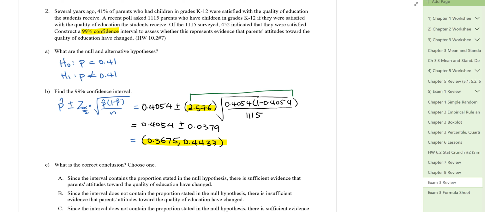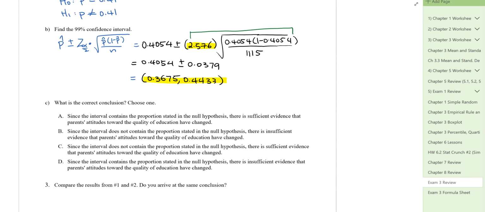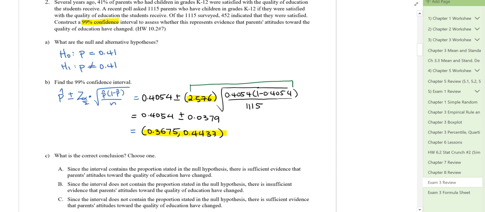Now let's do our interpretation. What is the correct conclusion here? Choose one. So we look at the interval. Notice the interval does contain the null hypothesis value 0.41. Notice that 0.41 is a number between the lower bound and the upper bound. And since the interval contains the null p naught, we say there's not a significant change. We fail to reject H naught because it contains the null.